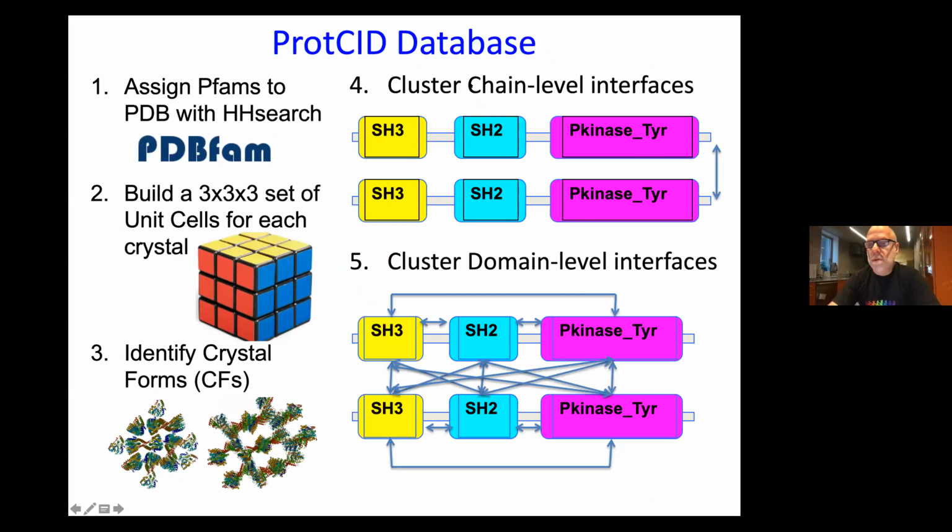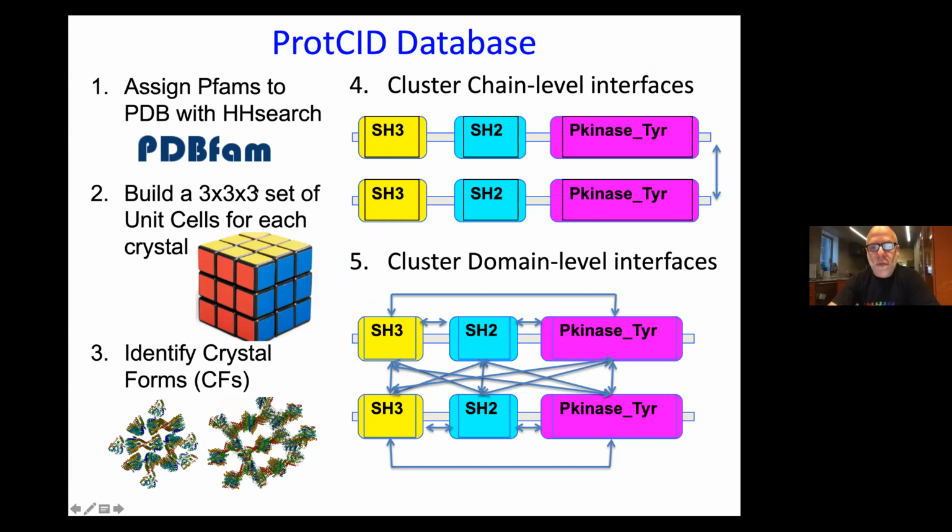So we developed the ProtCID database to exploit this idea, and we tested it statistically in 2008. But we developed this database to apply this principle to the entire PDB. The first step is to assign PFAMs. This is how we divide proteins into homologous groups. We do that with HH-certs, and we have a database called PDB-Fam.